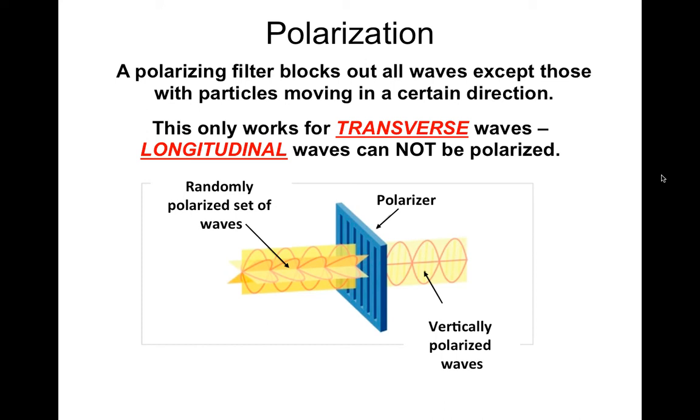So, as you can see in this picture, you have these waves that are going to be traveling towards, say, the sunglasses, and you look on the other side, only vertical waves, these waves that are traveling perpendicular to your wave motion, also known as transverse waves, are able to go through. So only electromagnetic waves can be polarized, sound waves cannot.